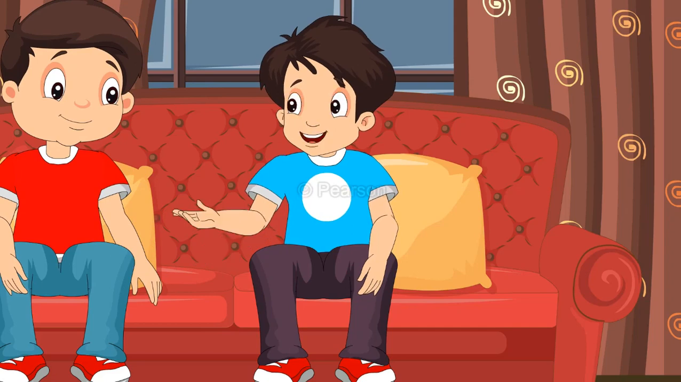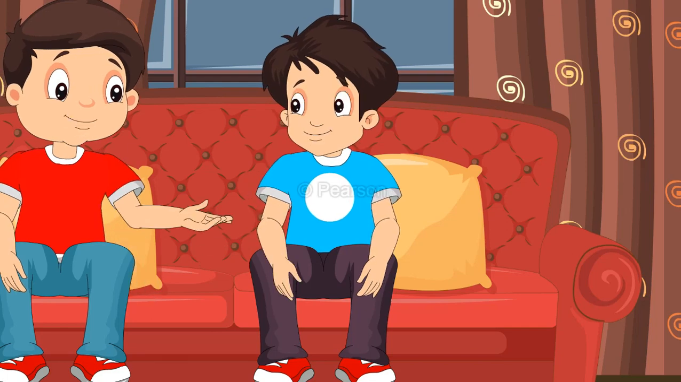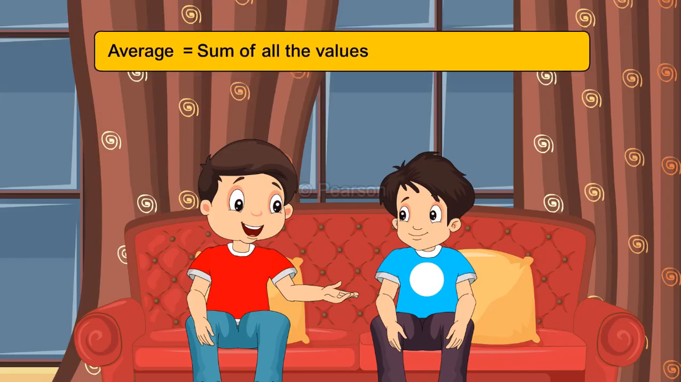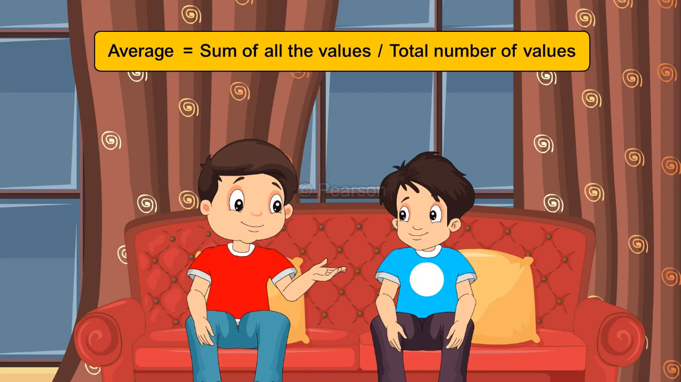Average? What's that? And how will you find it? It's very simple. Average is a number which denotes the middle or central value of the given quantities. To calculate the average of two or more values, we add up all the numbers and divide the sum by the total number of values. Average is equal to sum of all the values divided by total number of values.